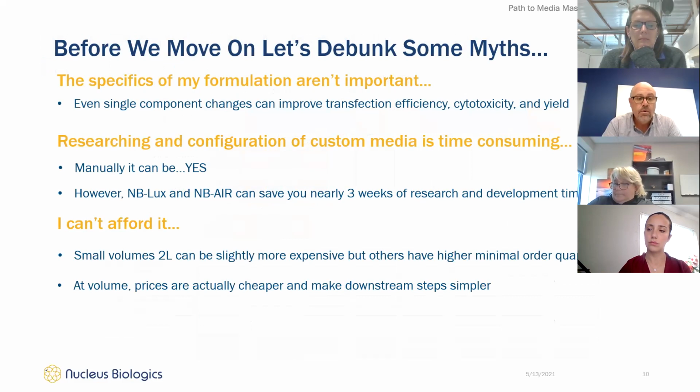So like I said, you can order 2 liters, and sometimes it does come with a bit of a hit to the price, especially at the small liters. But once you start to move to volume, once you really start to scale your process and scale your studies, you're really going to realize a lot of cost savings. Actually, we did a case study in the next slide.